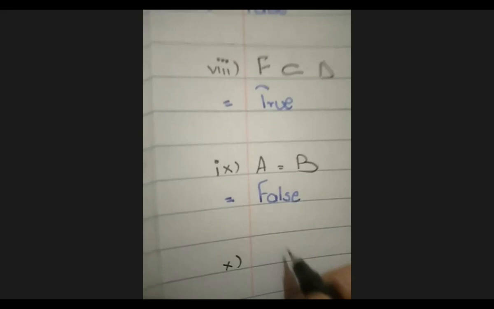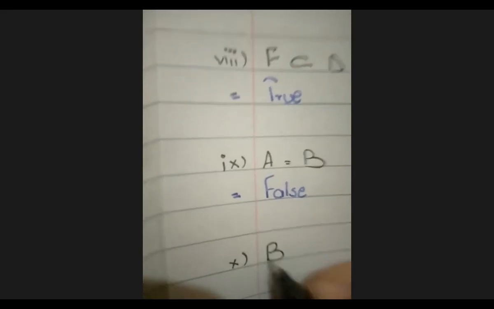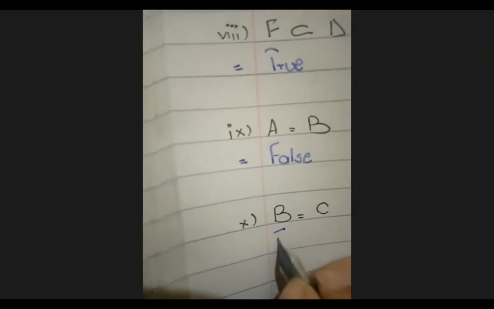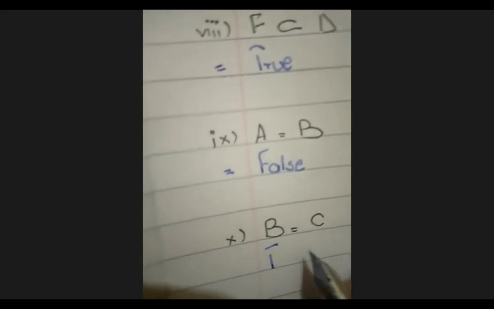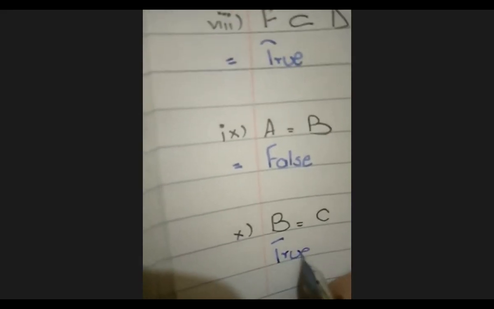Now number 10: B is equal to C. True or false? The elements of B and C are equal, so it is true.